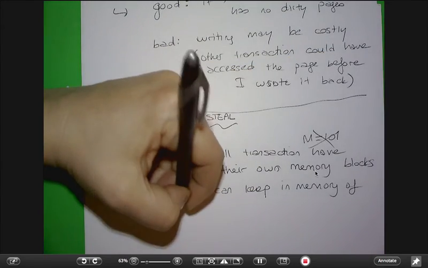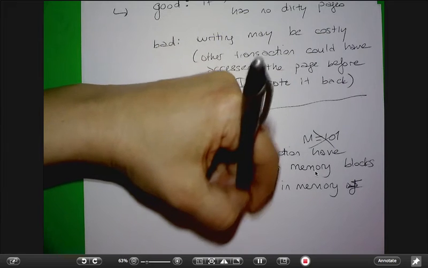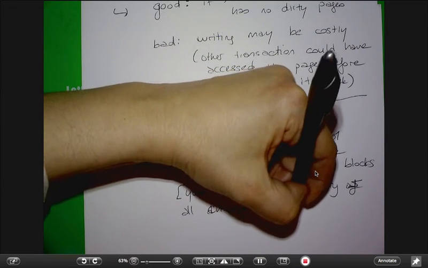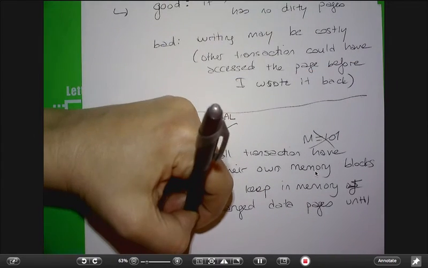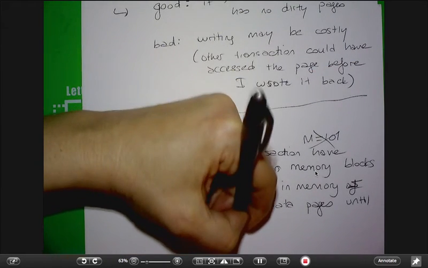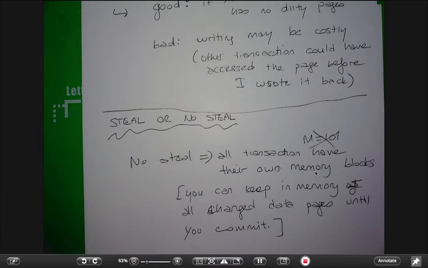So that means you can keep in memory all data pages until you commit. So you never have to write dirty data back to disk. Once you start to write this page, you know for sure that it's for a transaction that was about to commit. You with me so far?